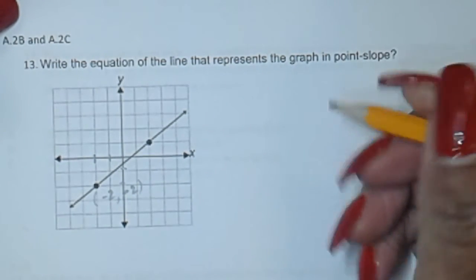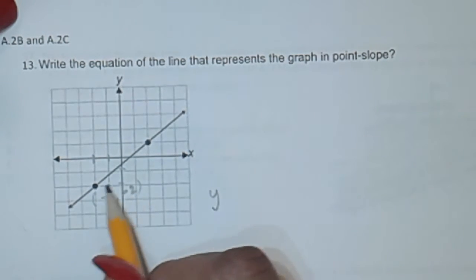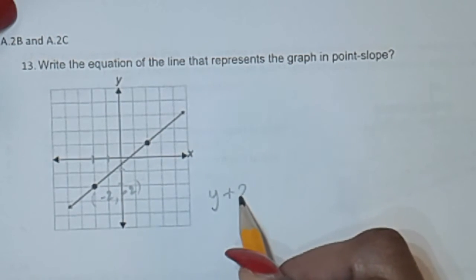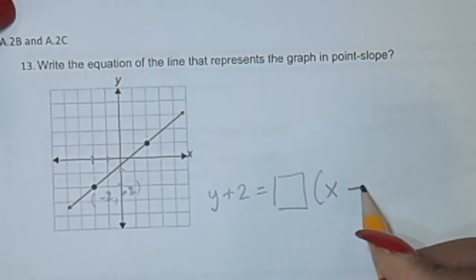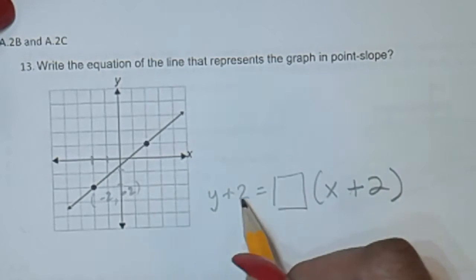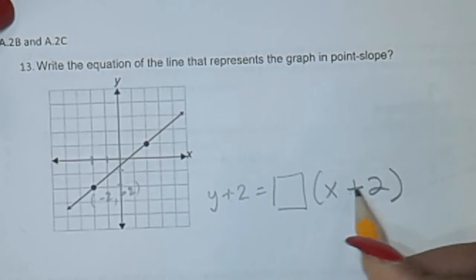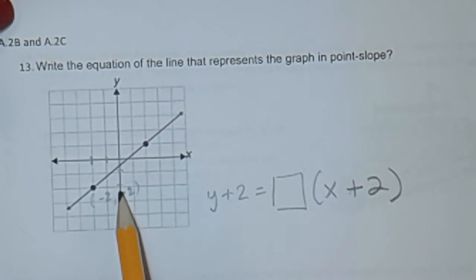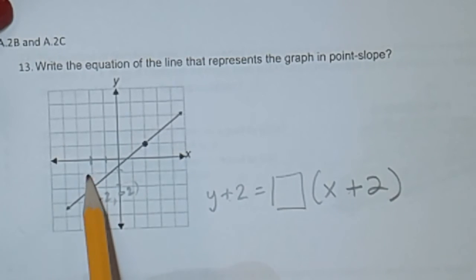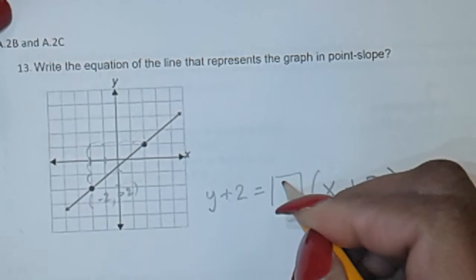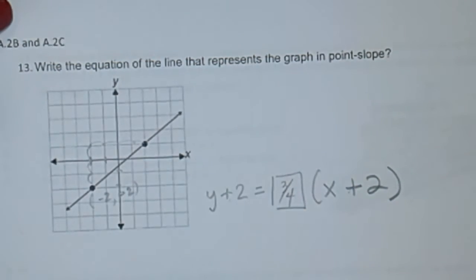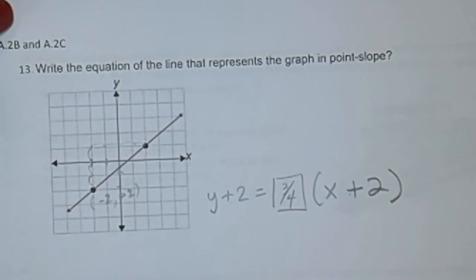And what does that mean? Well, the equation, if you use this point, would be y plus 2 equals, I need the slope, x plus 2. Remember, those signs change, okay? When you have a negative number that you're plugging in. Let's find the slope. Up 1, 2, 3 over 1, 2, 3, 4. So that's 3/4. And that's the slope.